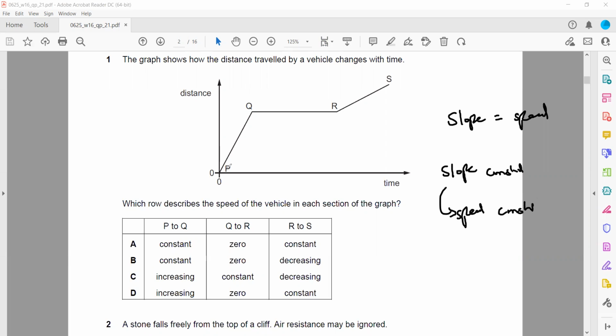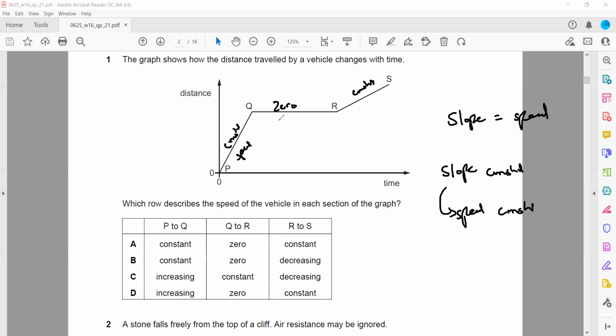So from section P to Q, the slope is constant. The angle of the line is not changing. Horizontal line, what about the slope? The slope is 0. And from R to S, again, it is a straight line. So what does it mean? It means the slope is constant. So PQ, the slope is constant, means speed is constant.